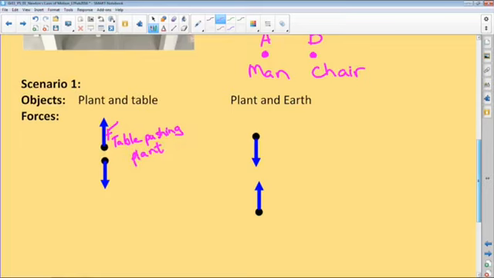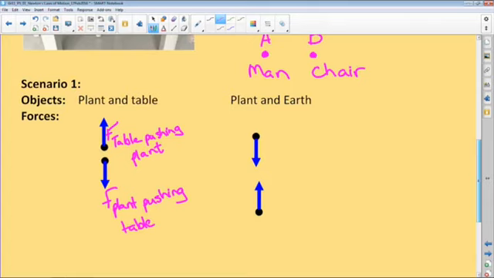And what we've got at the bottom is the force of the plant pushing the table. Okay, so we've got two different objects, and we've broken and we've separated them. So what is the plant doing? What is the table doing?